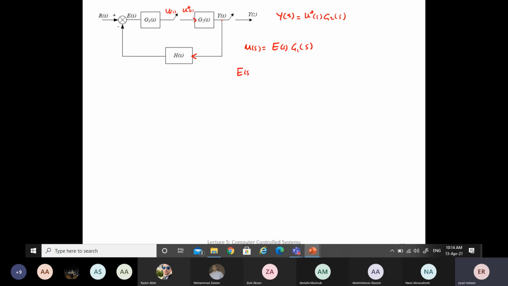Now E of S, what does it equal? It is U star of S times G2 of S times H of S. Sorry, we forgot to say. Again, it is R of S, this signal, minus what comes from here. So if I want to find it in terms of E of S: R of S minus what comes here, which is U star of S times G2 of S times H of S. All of this comes from here, U star times G2 times H, subtracted from R of S, gives me E of S.